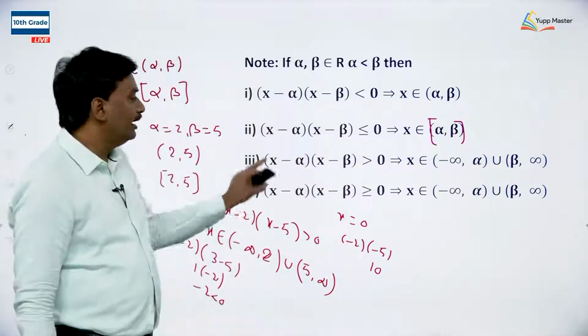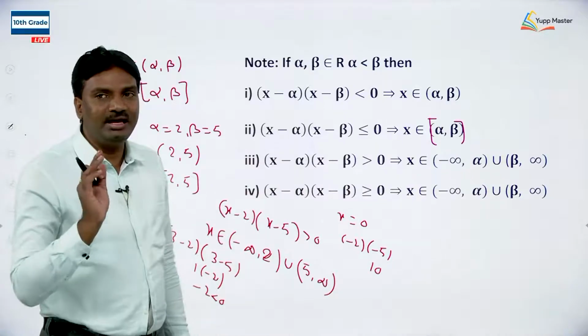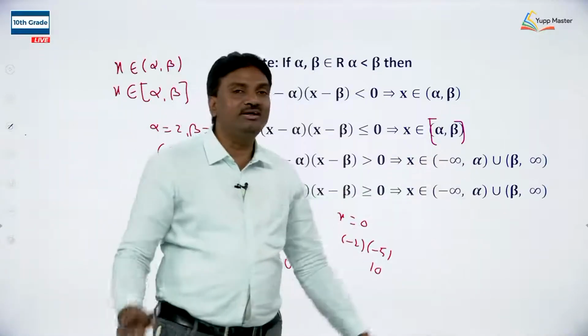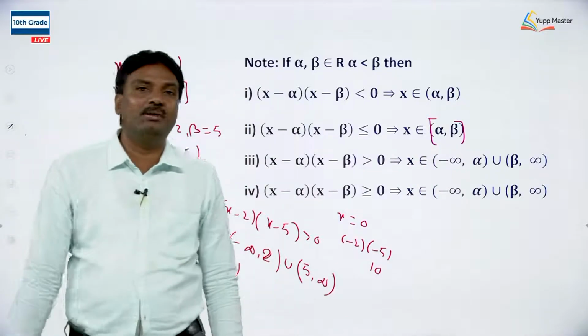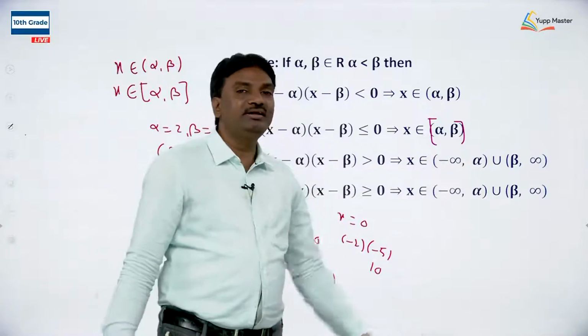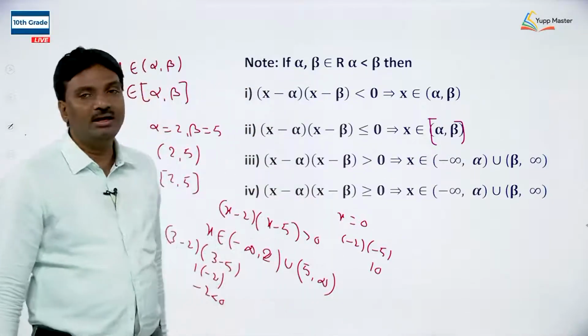So, that is why (x minus alpha)(x minus beta) greater than 0 means we have to take the values of x between minus infinity comma alpha or beta comma infinity.